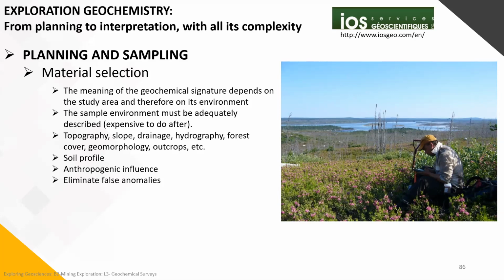This includes the topography, the slope, the drainage, the hydrography, the forest cover, the geomorphology, the outcrops, and so on. The soil profile, the anthropogenic influence, and everything is used to eliminate false anomalies, because each anomaly that results from the lab has to be explained. Every anomaly has to be explained logically. So for any anomaly, the first step is to know what the ground is. What is the general content within that ground? So how come this is an anomaly, either positive or negative? What causes this anomaly?